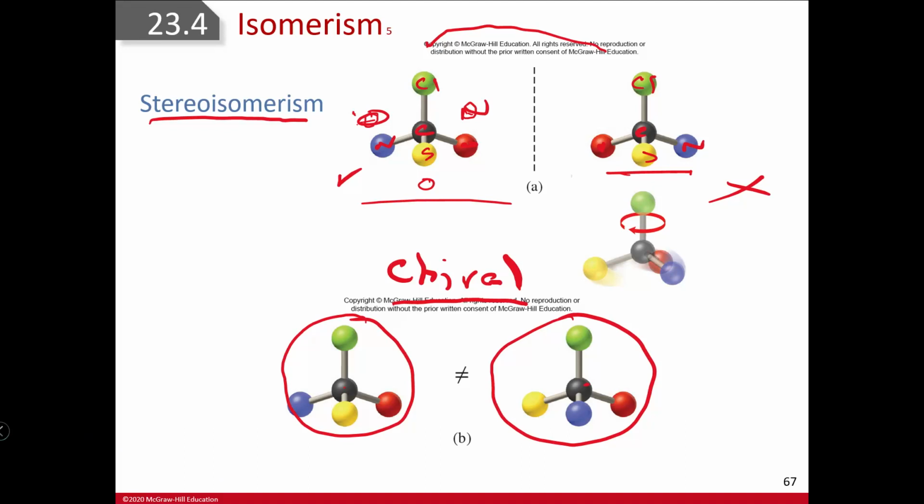So spend some time on that. Read about that in the book. This is probably one of the more important isomers that we deal with. So you want to definitely understand chirality, stereoisomerism, optical isomers.